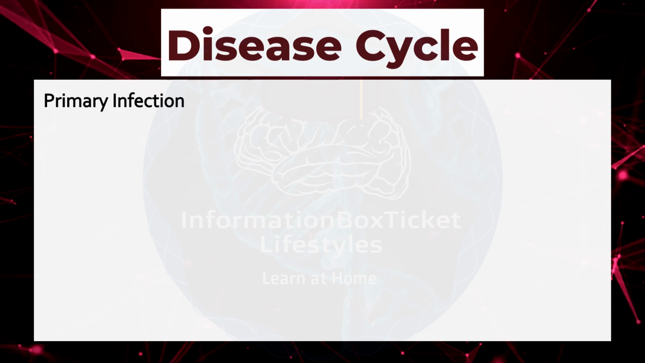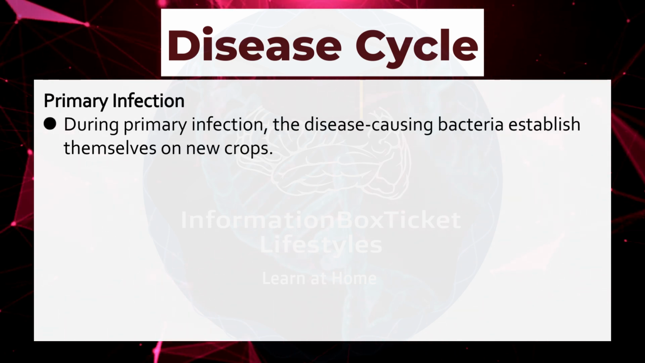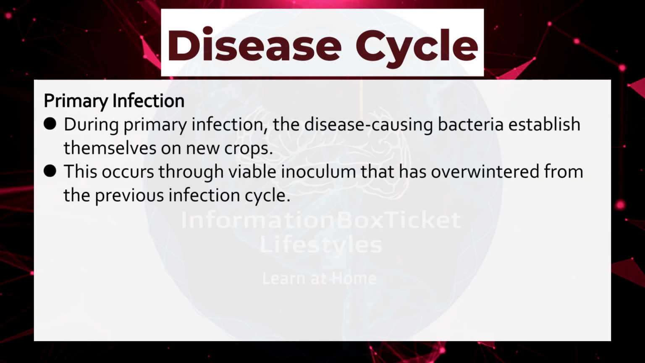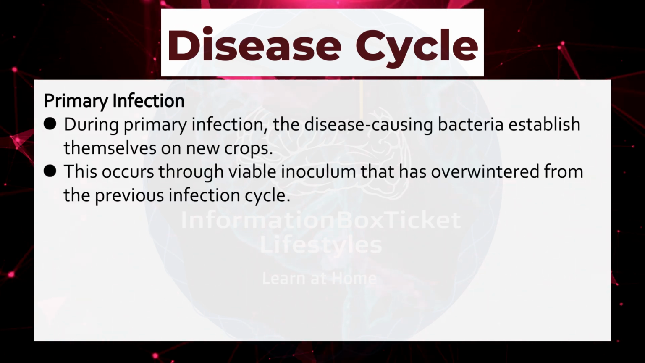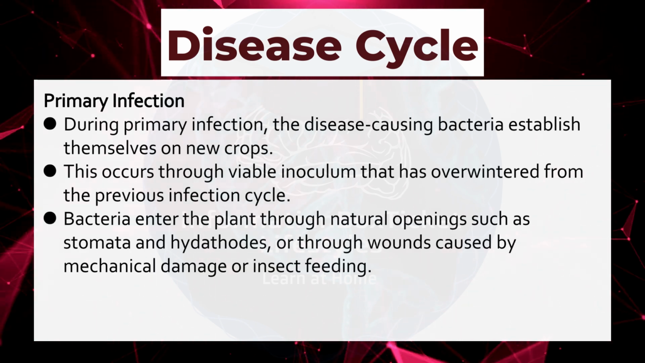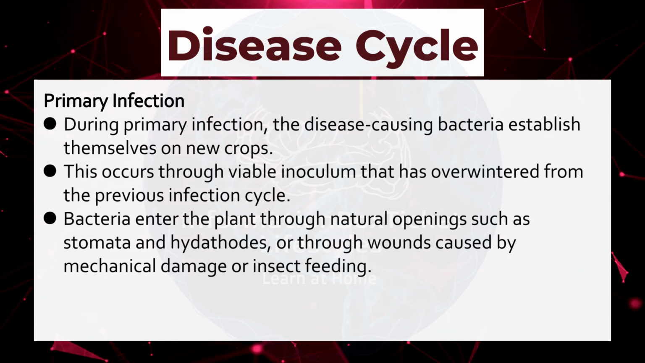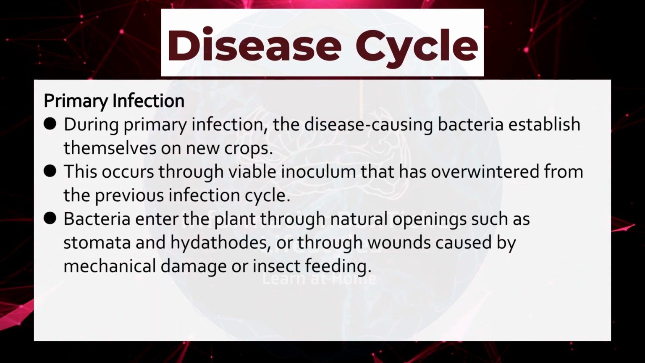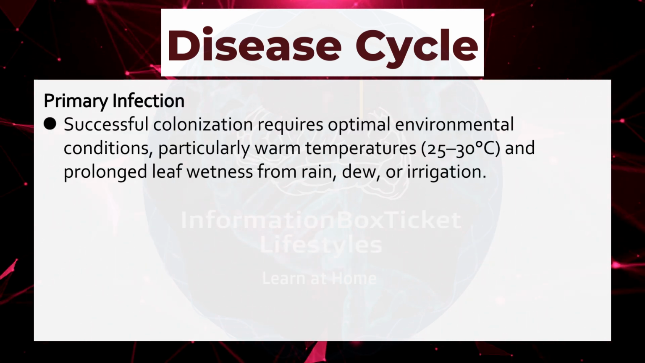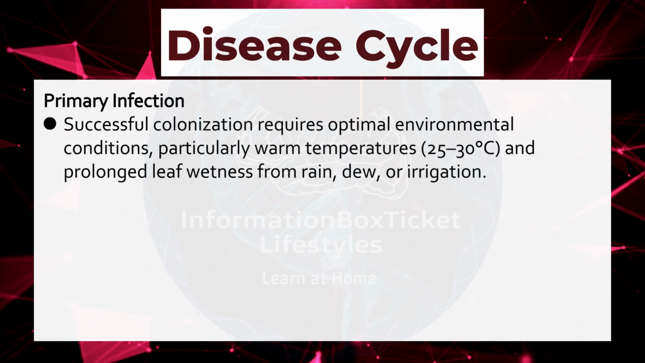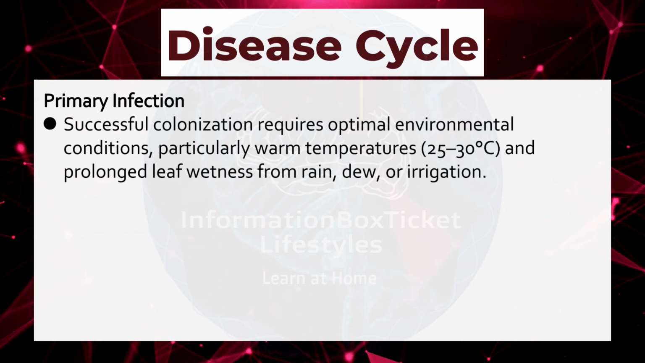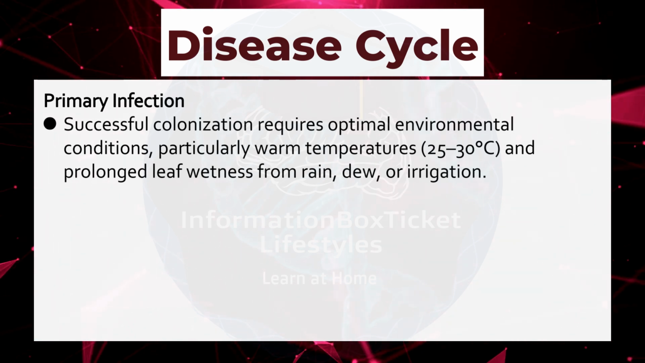Primary infection. During primary infection, the disease-causing bacteria establish themselves on new crops. This occurs through viable inoculum that has overwintered from the previous infection cycle. Bacteria enter the plant through natural openings, such as stomata and hydathodes, or through wounds caused by mechanical damage or insect feeding. Successful colonization requires optimal environmental conditions, particularly warm temperatures, 25 to 30 degrees Celsius, and prolonged leaf wetness from rain, dew, or irrigation.